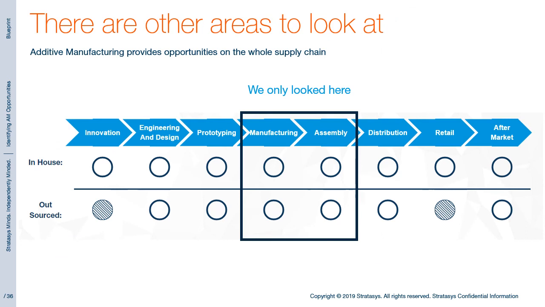We have seen here one of the methodologies we're using to identify the opportunity for 3D printing and quantify it. Through this process, we only looked at a small area of all the potential benefits of 3D printing. We only looked at part of manufacturing and part of the assembly, not even the whole possibilities there.